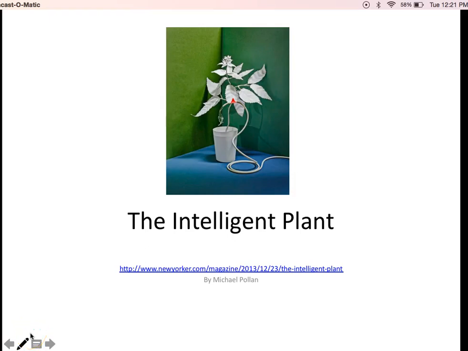So here we go with the intelligent plant. This week, what we're going to be covering in lecture is how plants communicate with one another and help build communities among them, how they relate to other plants, animals, insects, the roots, the mycorrhizal fungi beneath them, and so forth and so on.